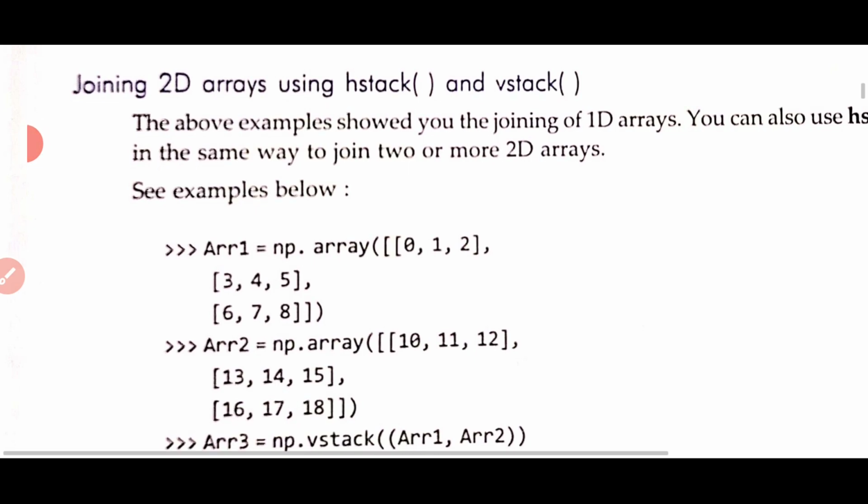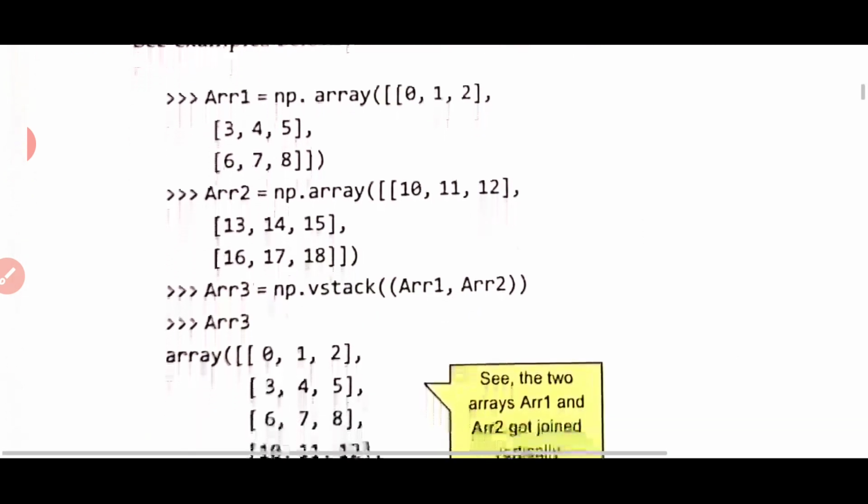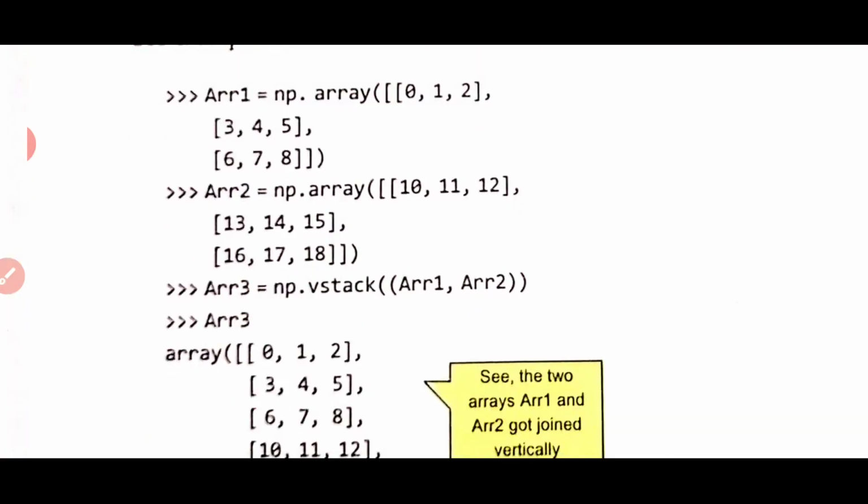Next topic is joining 2D arrays using HStack and VStack function. Now the same work we can do in 2D arrays also using the same function. Here three arrays are written, three two-dimensional arrays: ARR1, ARR2 and ARR3.